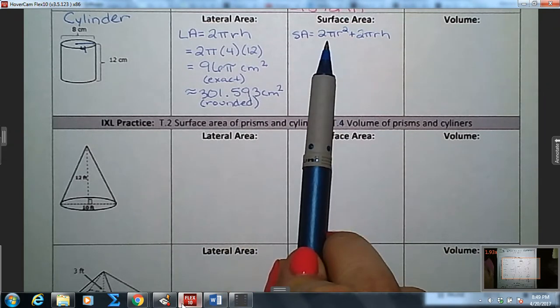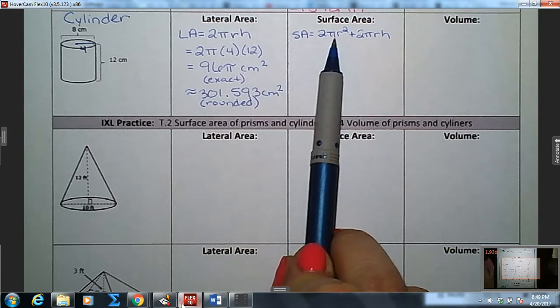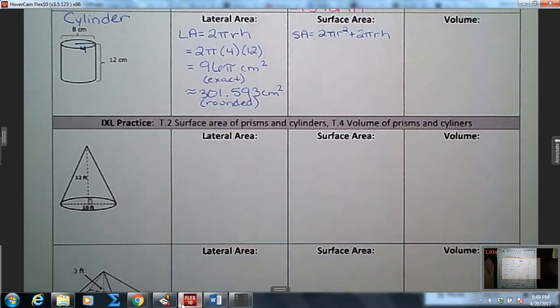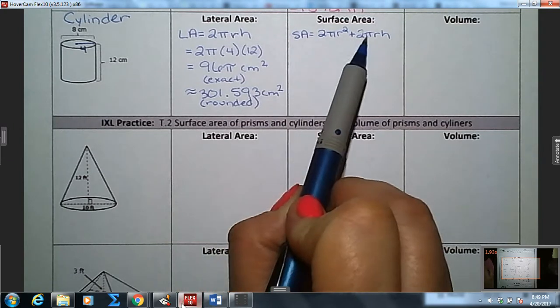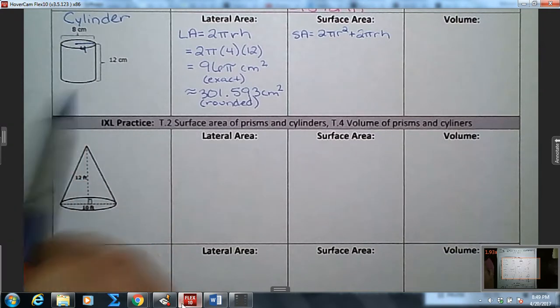What we're adding to that is 2 pi r squared. Well, what is pi r squared? That hopefully is familiar to you. Pi r squared is the area formula for a circle. So this says 2 circles plus the lateral area. The 2 circles are the base of the cylinder.